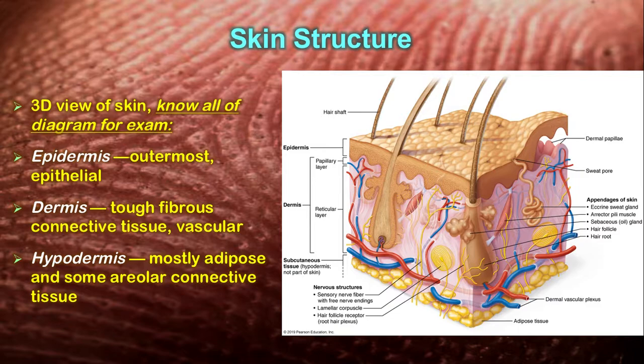So if you rub very gently the hairs on your arm, you can feel that because those hair root plexuses are picking up those movements and sending them to your brain. So make sure you can label that. It's in your book, in your handout, or in your PowerPoint. Any questions? All right. Let's see what's next. I believe we're going to start with the epidermis and work our way through.